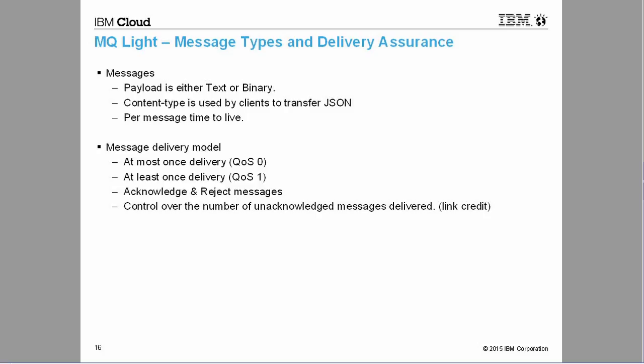So you can specify the quality of service by using one of the calls published by the APIs of MQLite, the client.send or client.subscribe method calls. You can also acknowledge and reject messages, and you can take over control of the acknowledged messages that need to be delivered and link the credit to it.